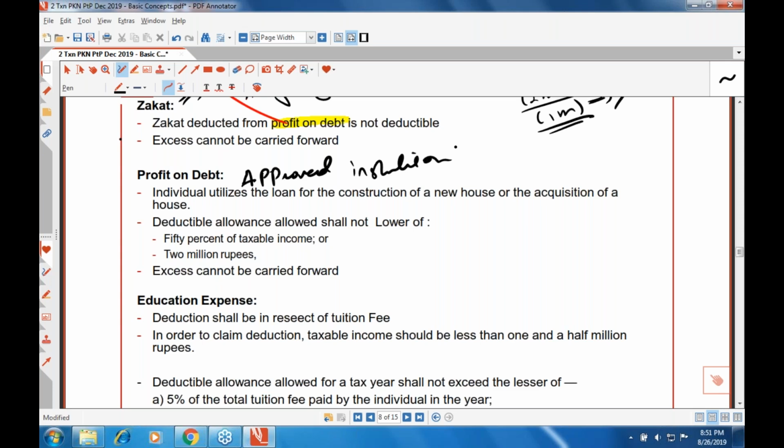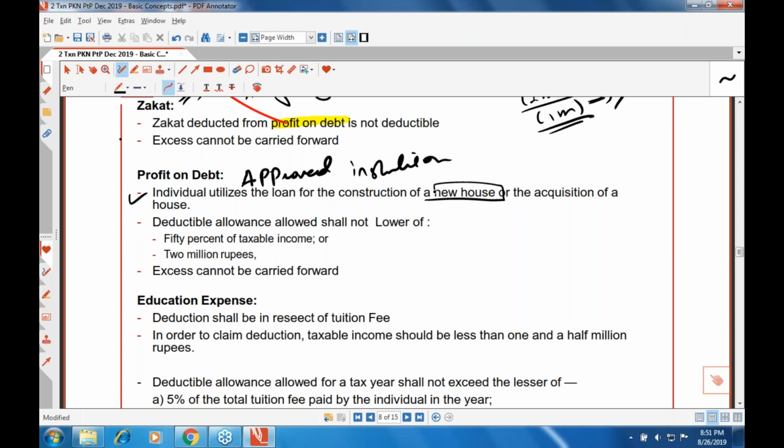The number two point is that, with an approved institution, the money is used for the construction of a house. If you obtain a loan and you use that money for the purchase of a vehicle or some appliances, then you will not be allowed to claim this deduction. The deduction is only applicable in case you obtain the loan, for example from the HBFC, House Building Finance Corporation, or under some government scheme whatsoever.